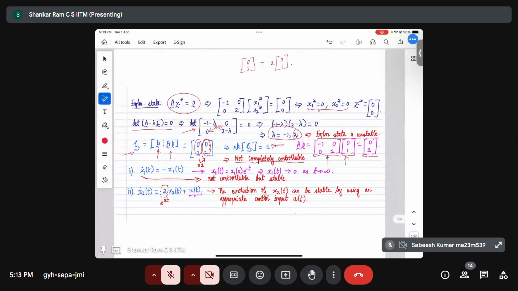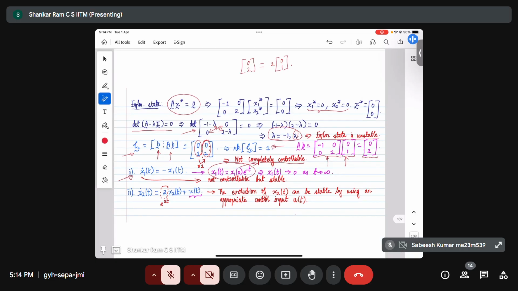So the point is the following. When we now go back and relook at these two equations in a decoupled realization, X1 dot is minus X1. The solution to this equation is X1(t) equals X1(0) e power minus t. So you can immediately see that although this state X1 is not controllable, because I am not able to control it using U, the dynamics is stable. That means I start with any X1(0), which is not 0, the value of X1(t) tends to 0 as t tends to infinity. So that way it is stable but not controllable.